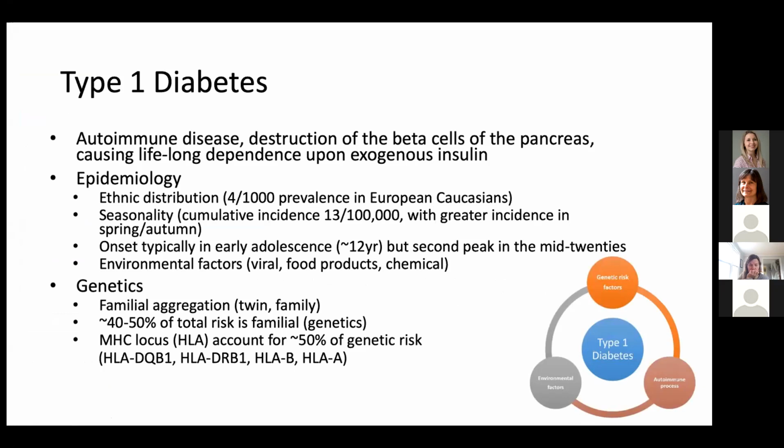Type 1 diabetes is an autoimmune disease. It results from genetic and environmental factors that play a role in an autoimmune response that results in destruction of the insulin secreting beta cells in the pancreas, and that leads to lifelong dependence on exogenous insulin.